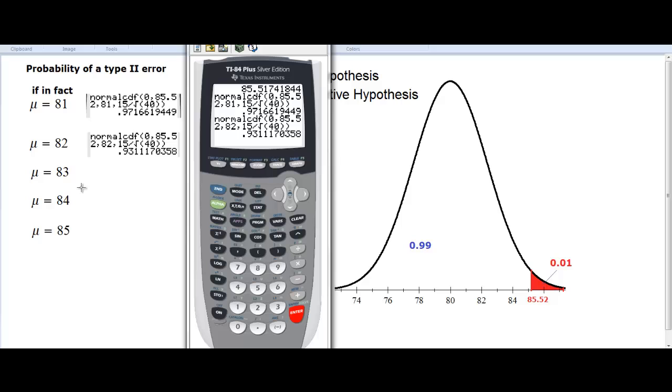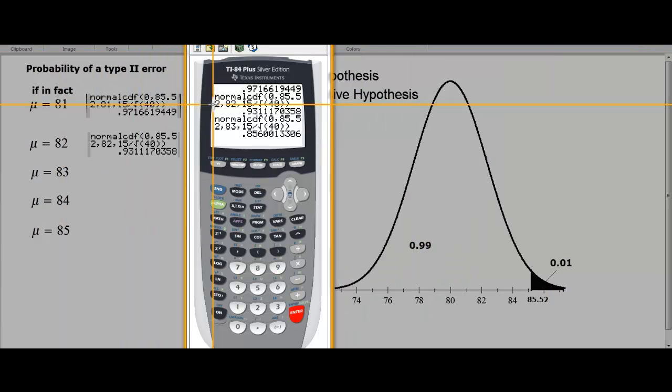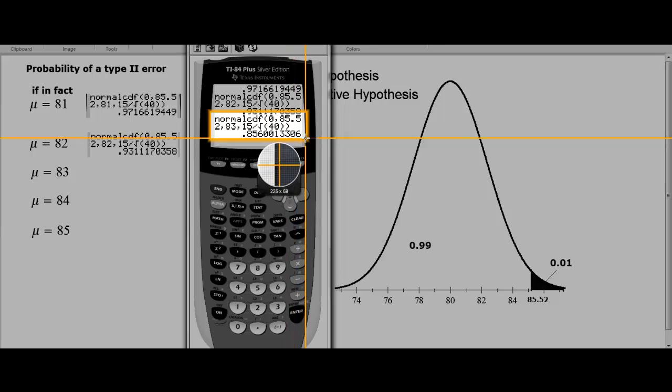Okay, so now let's look at this scenario when mu is 83. There we go. I'll just change it to 3 and see how it changes. Well, it has declined.